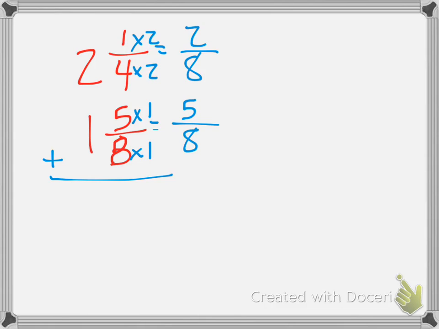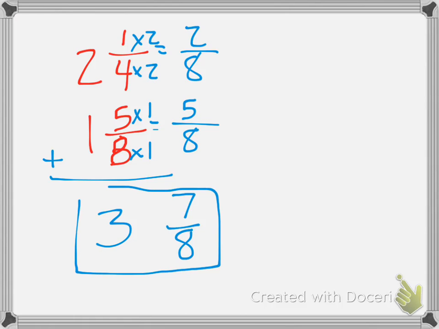Now, since we're adding and the denominators are the same, I'm going to add the numerators. 5 plus 2 gives me 7/8. Then I add the whole numbers: 2 plus 1 gives me 3. So my answer is 3 7/8.